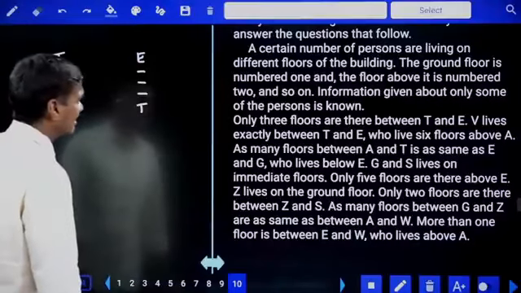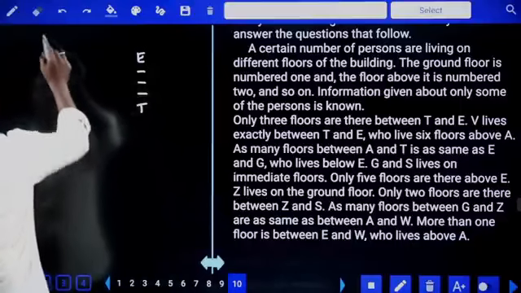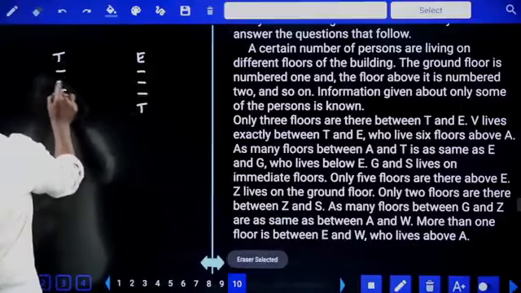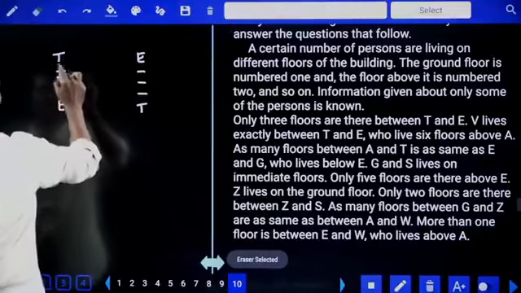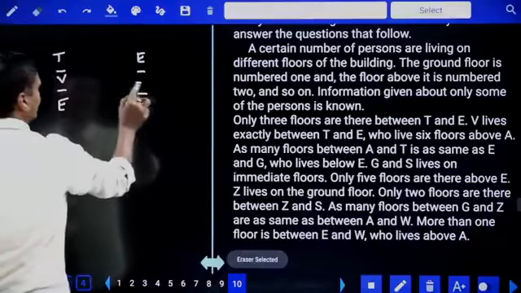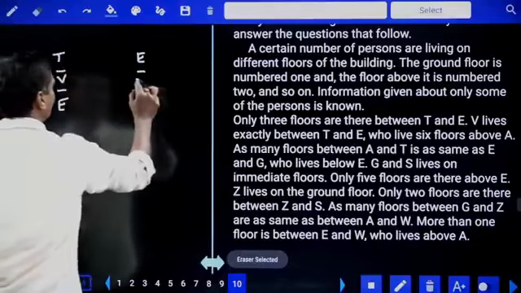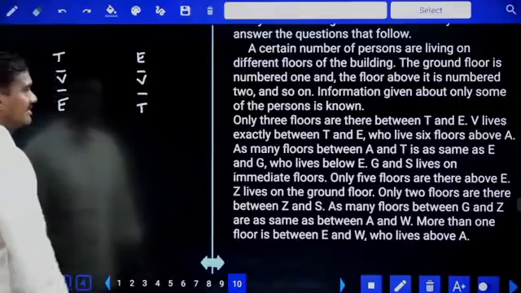V lives exactly between T and E. Hence this is V, which is exactly between T and E.